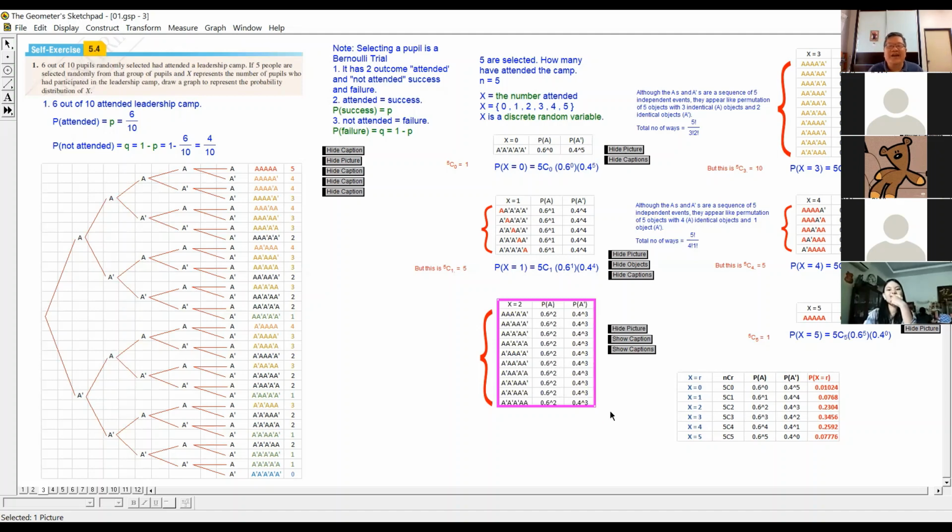Oh, so many. So x equals 2, right? We want 2 students attended the course and 3 students didn't attend the course. So how to count the probability of x equal to 2? 2 students attended the course. Start with the number of outcomes. Now x equals 2.